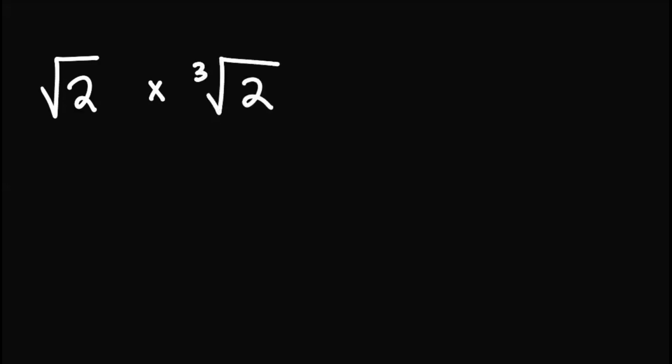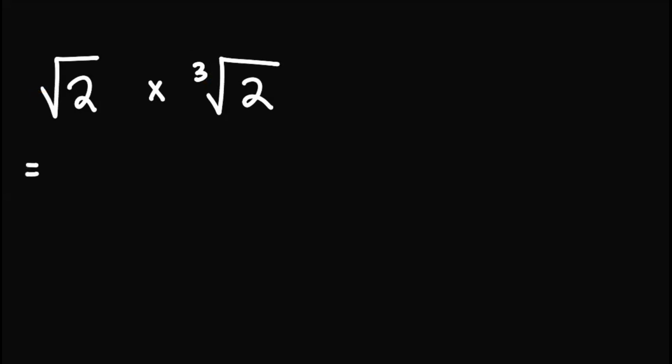Now, so far, our examples are only radicals that are similar or have the same index. What if we have square root of 2 times the cube root of 2? Note that we can't just multiply this immediately since we have different indices. So the strategy that we will use in solving this one is to try and make the indices the same. So how do we do that?